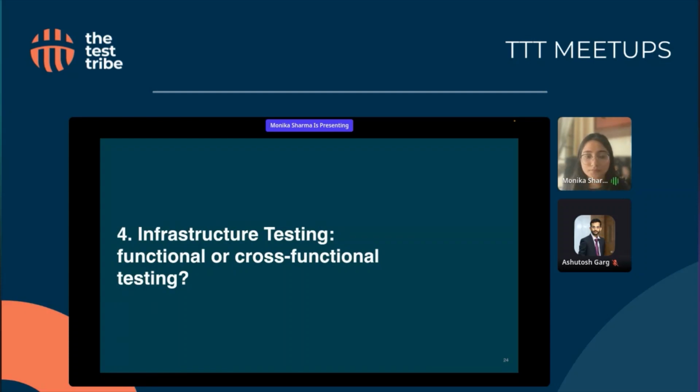Now, this is the last question I have for today, which is infrastructure testing. Is it functional testing or cross functional testing? I wanted to know from you.